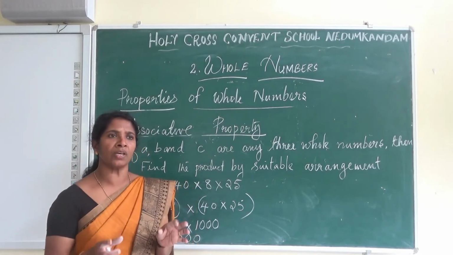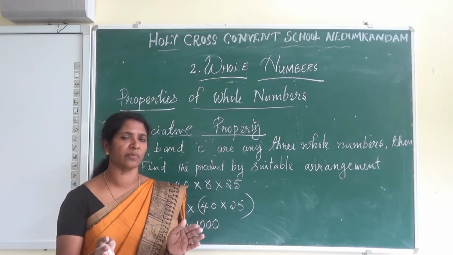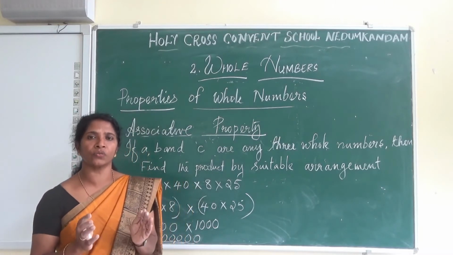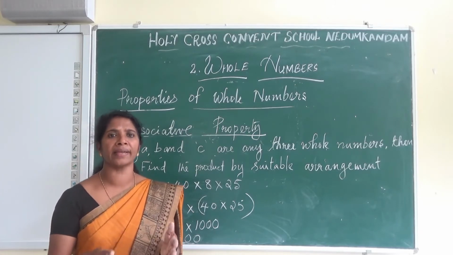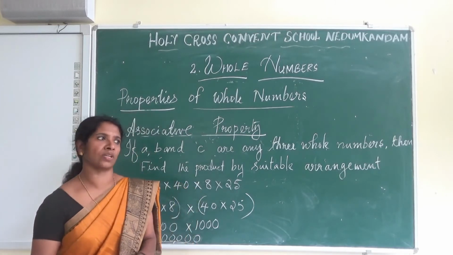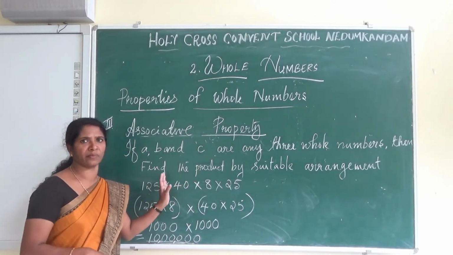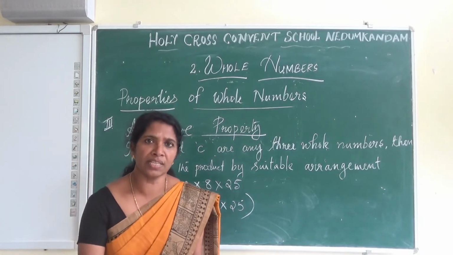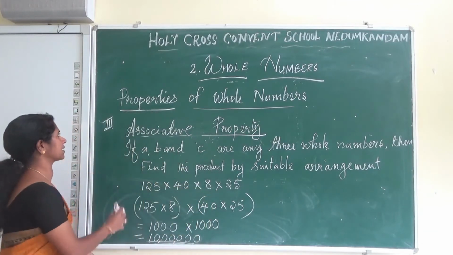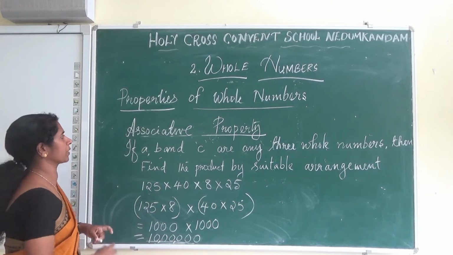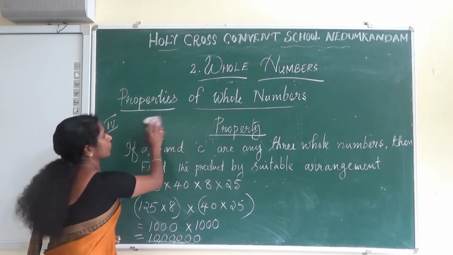So in any question, if 125 into 8 is there, group them together, and if 25 into 4 is there, that also you group together. Or 50 into 2. 50 into 2 is 100, 25 into 4 is 100, and 125 into 8 is 1000. In all the questions we cannot do it that way, but if such numbers are there, we apply this method and we will get the answer very fast. So the next property, one more property is there, that is distributive property. Fourth property, that is distributive property.